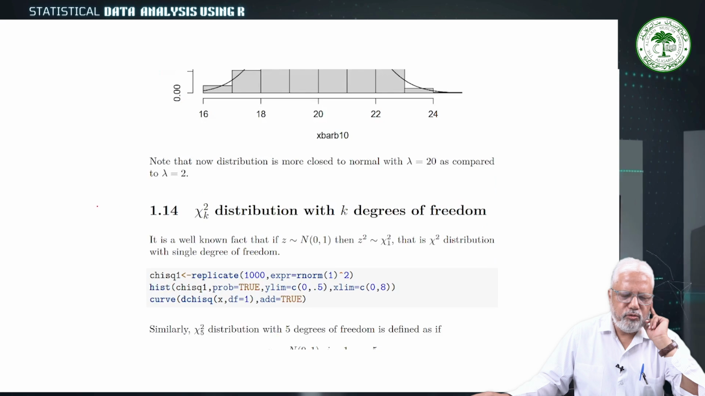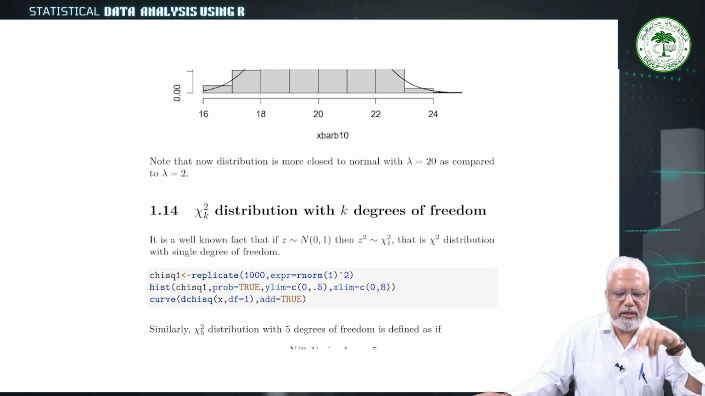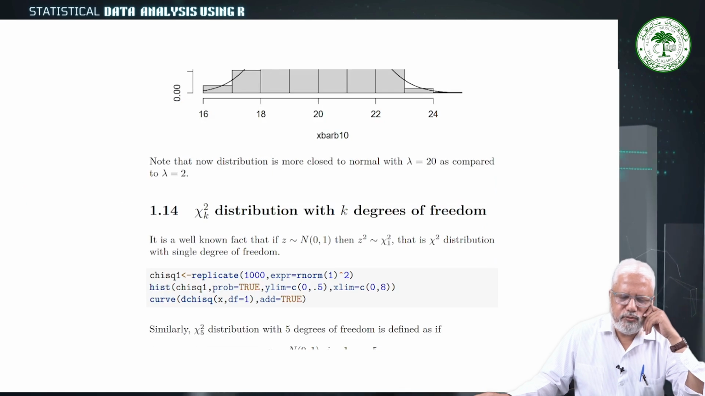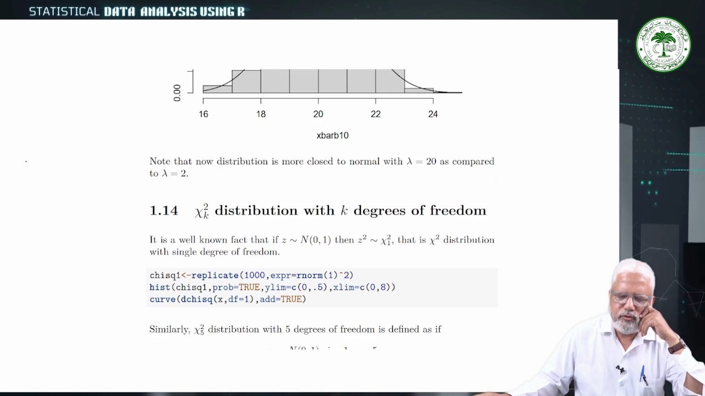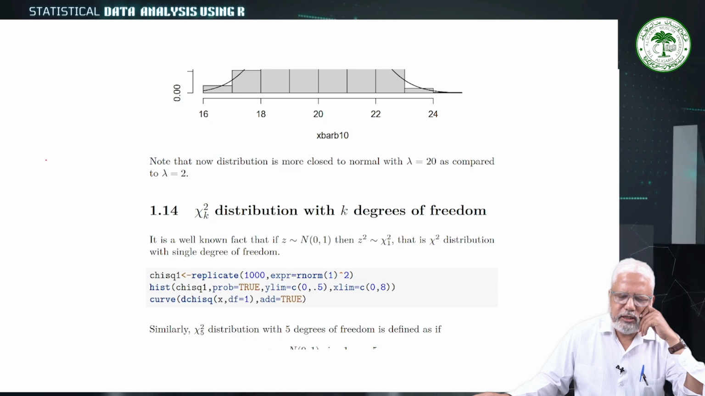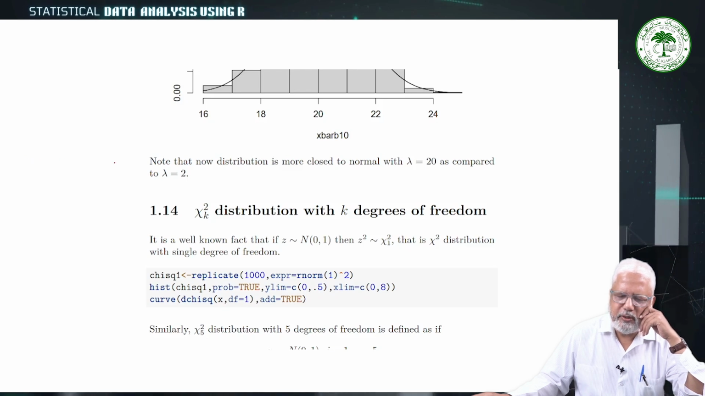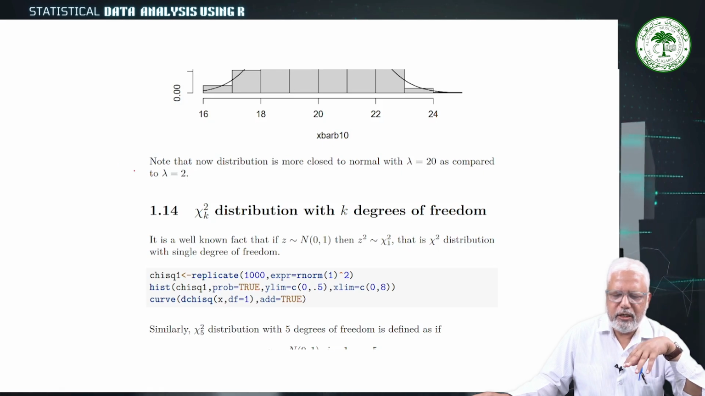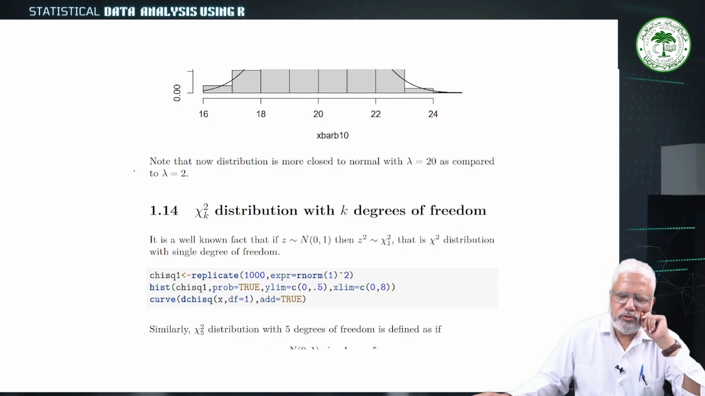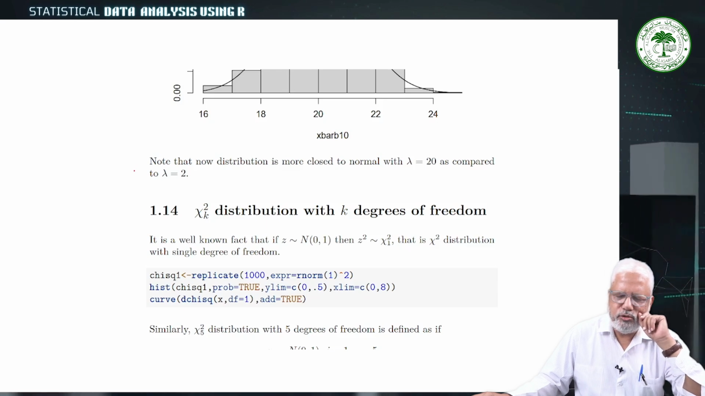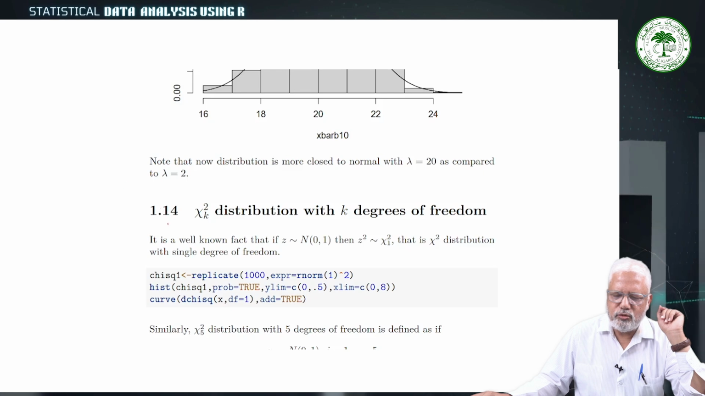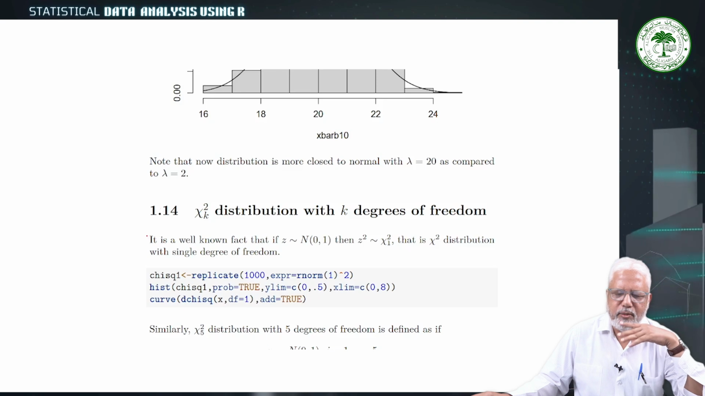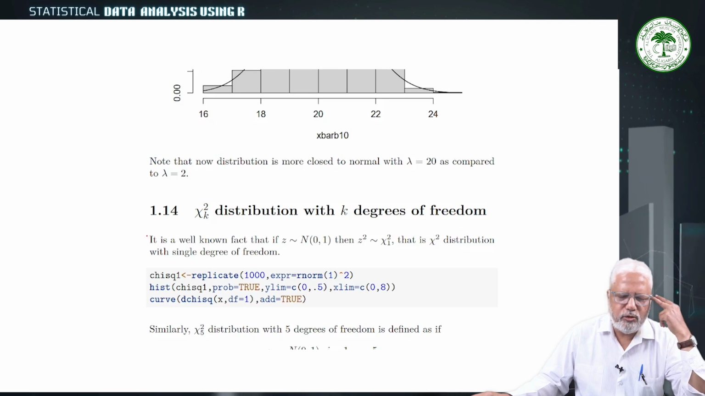So now for chi-sq1 we are simulating data, replicating 1000 times. We want to compute the expression rnorm(1) raised to power 2. rnorm generates one z value from the standard normal distribution, and then we square it. So it is z square, and the computation of z square is repeated 1000 times.